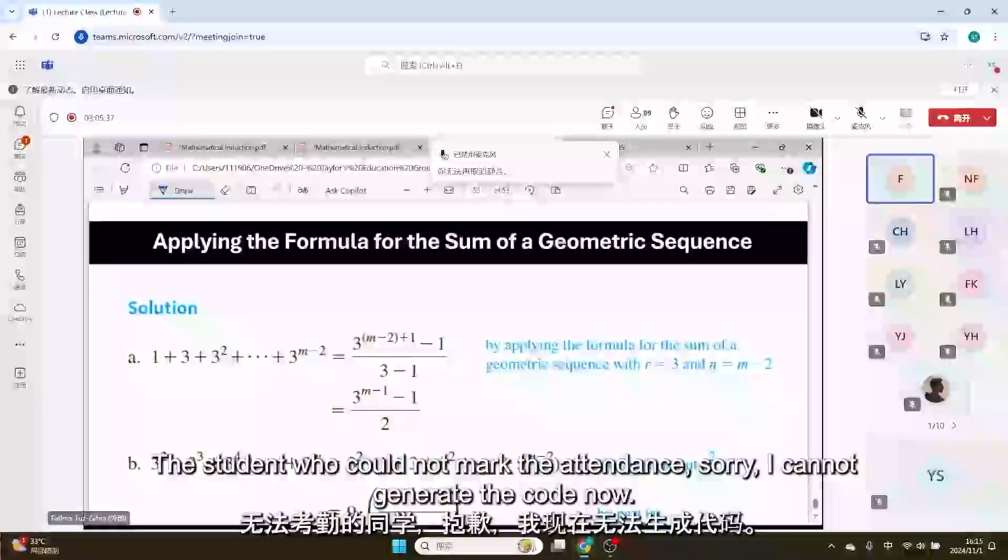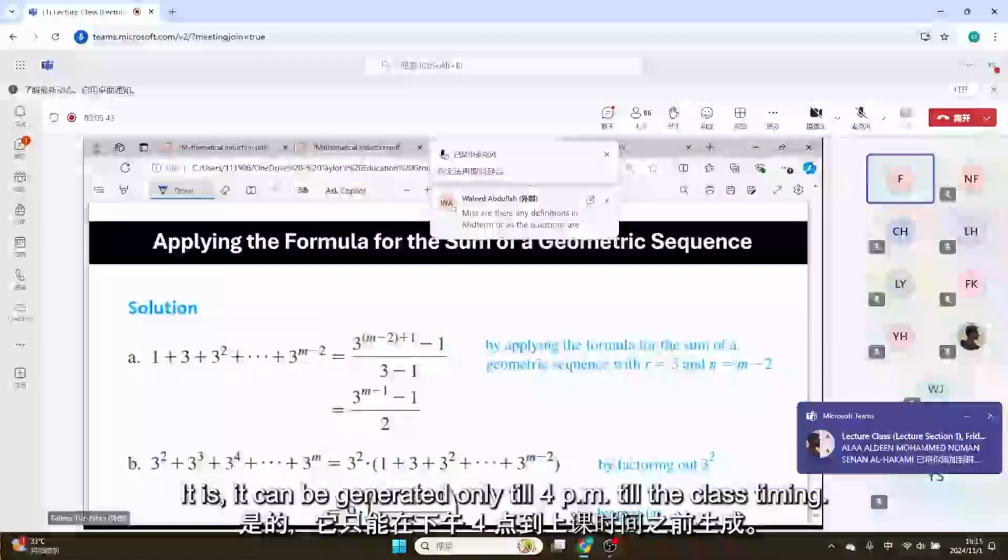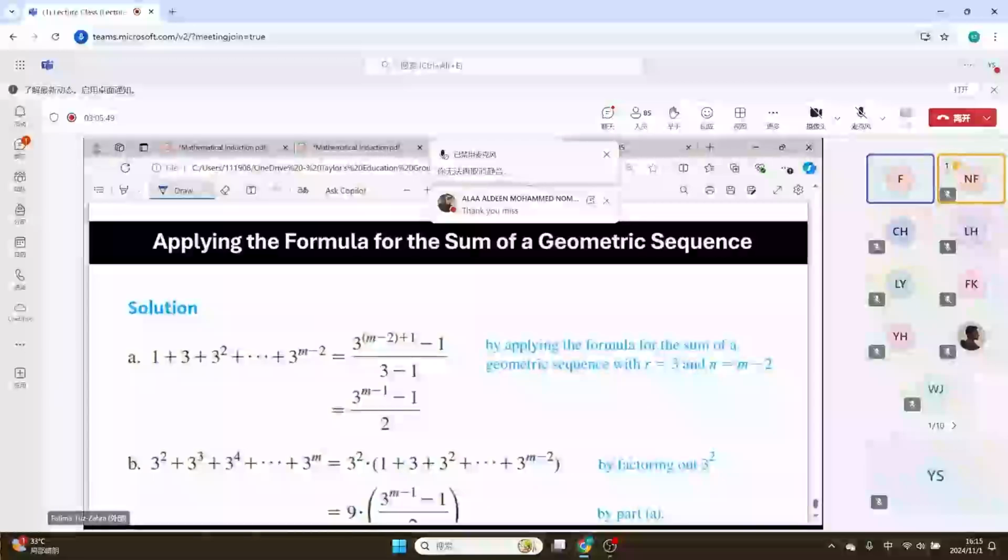The student who could not mark the attendance, sorry, I cannot generate the code now. It can be generated only till 4 p.m., till the class timing.